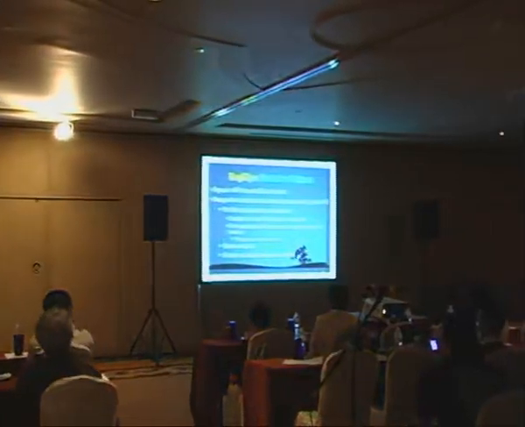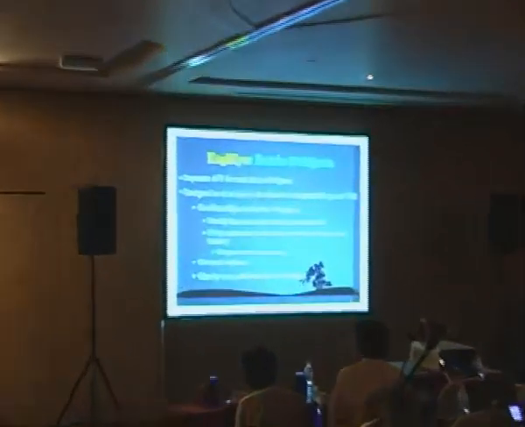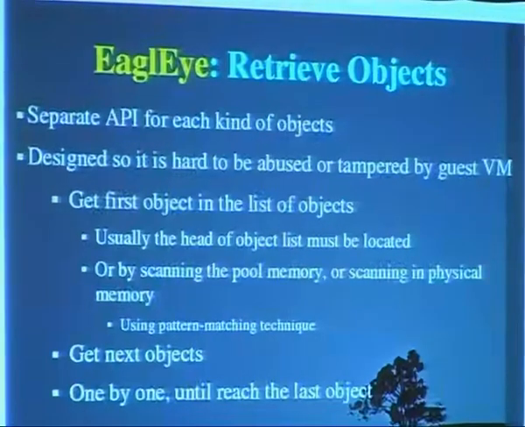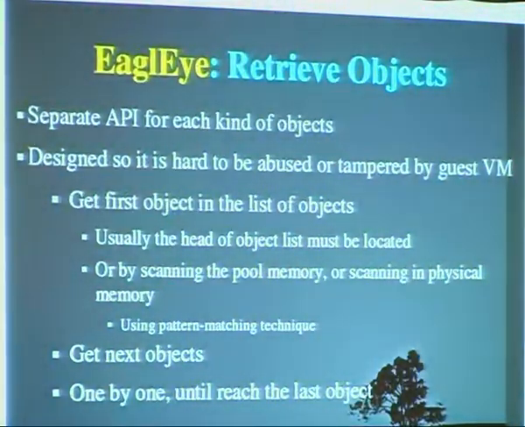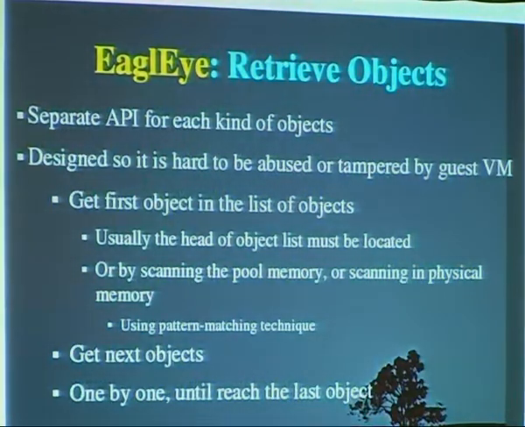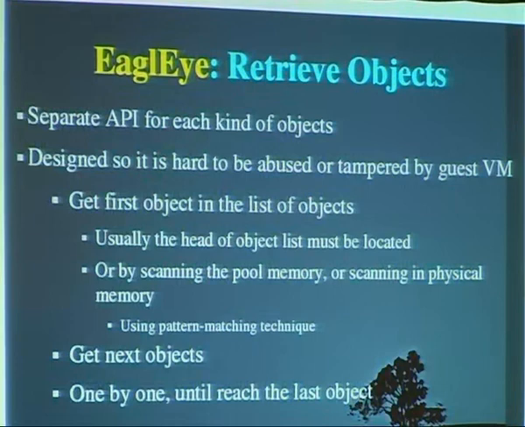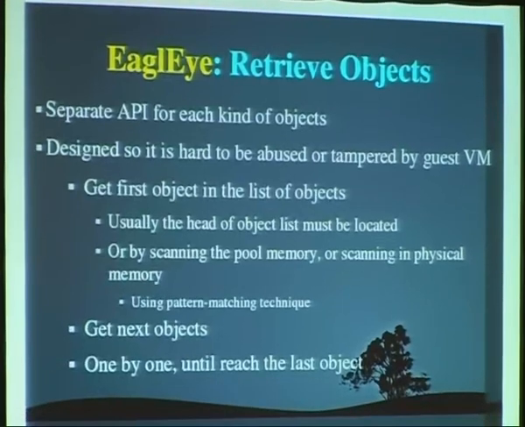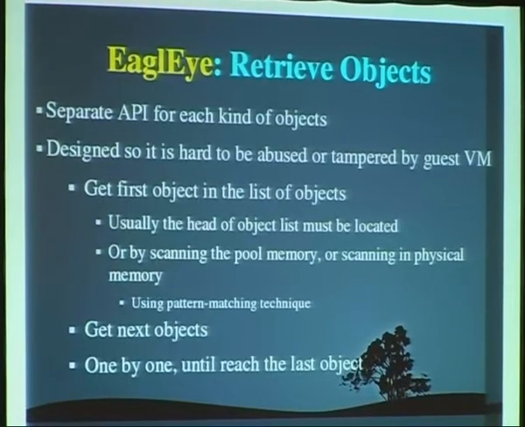Okay, so after that, you can have the internal information of all those objects. You can use that information to actually extract those objects from the memory of the virtual machine for you. So we designed the API so that it is very hard to be abused by the malware running inside the guest virtual machine.